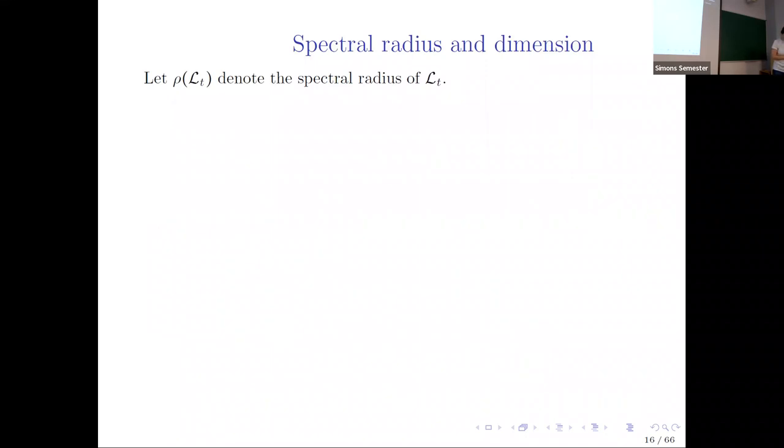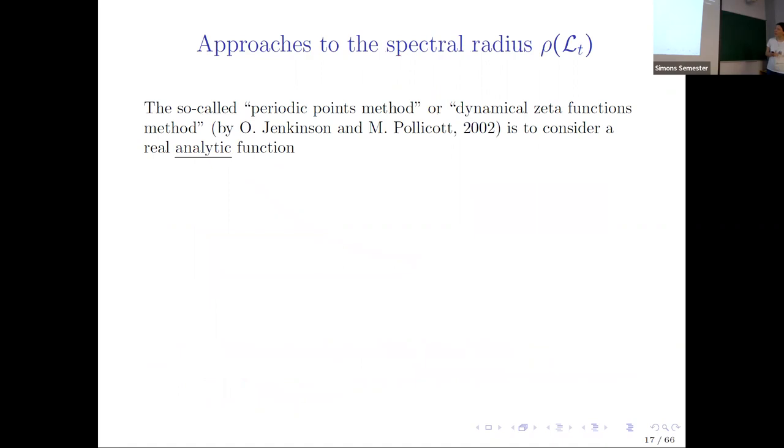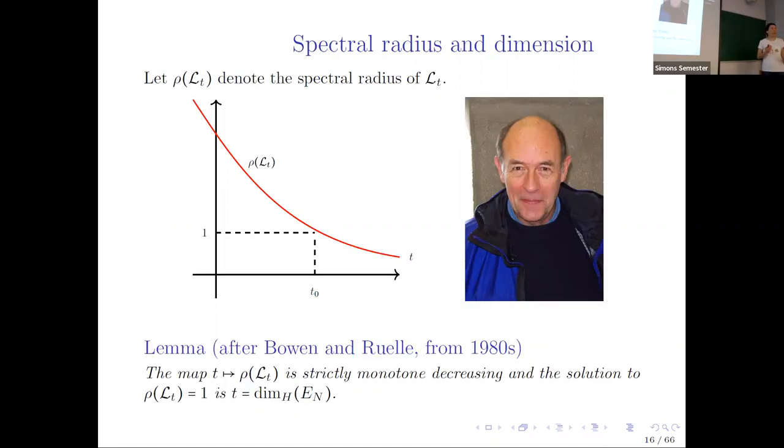Now, what else do we need? We can denote the spectral radius of the transfer operator by rho of t. And we already know that the spectral radius is connected to the dimension, in the sense that if the spectral radius is equal to one, then the corresponding parameter is the Hausdorff dimension. What does it mean for us? It means that if we want to compute the Hausdorff dimension, we can start looking for the computation of the spectral radius of the transfer operator.